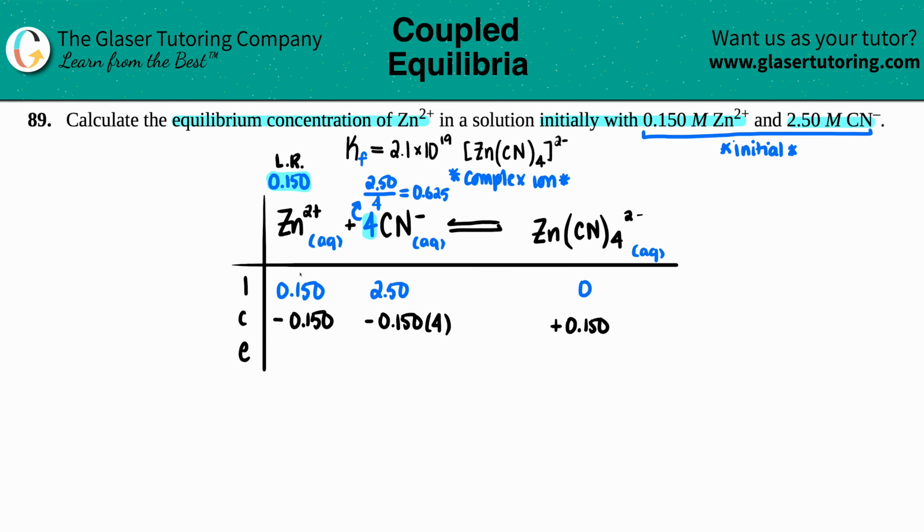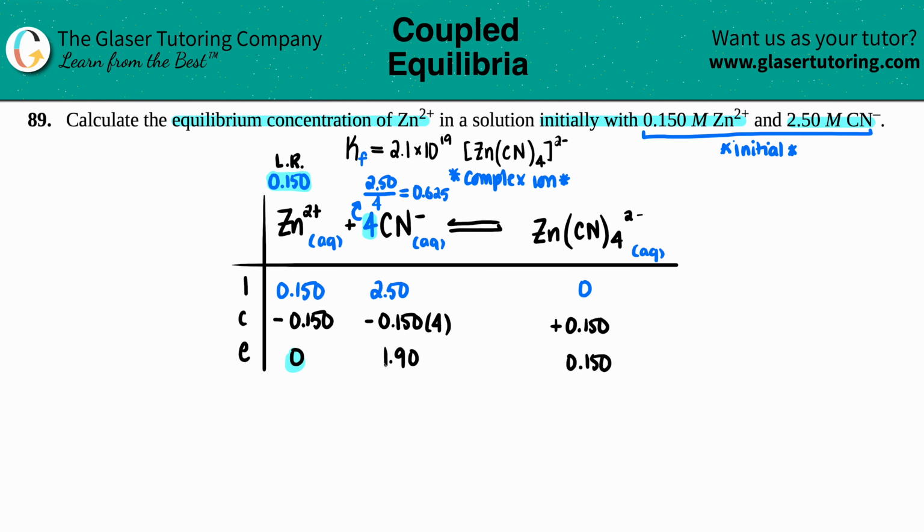So now let's just take them together, right? 0.150 minus 0.150 is just 0. 2.5 minus 0.15 times 4, I get 1.9. And maybe we'll throw in a 0 there. And then this would be 0.150.